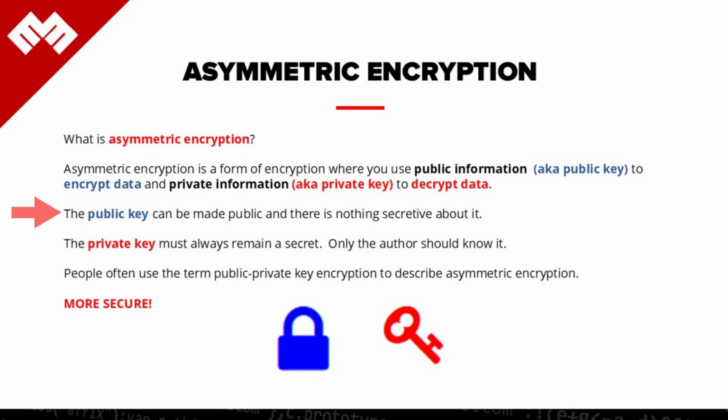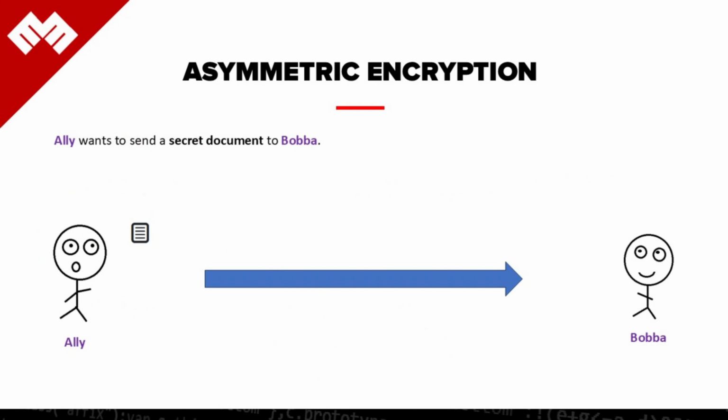The public key can be made public because there is nothing secretive about it at all. This means that anyone is allowed to hold a copy of the public key and use it to encrypt data. The private key must always remain a secret. This means only the owner of the private key will ever be able to decrypt the data that was encrypted by its mathematically related public key. This is a very popular visual aid for understanding asymmetric encryption.